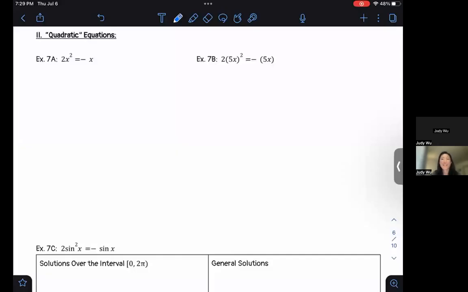Hi, folks. Welcome back to 7.5, part 4. And in this one, we're going to take a look at the quadratic equation. All right. Now, this is really important here.